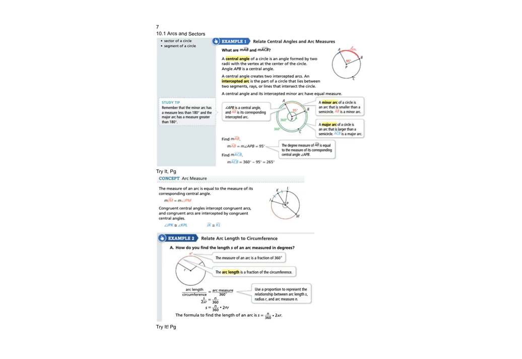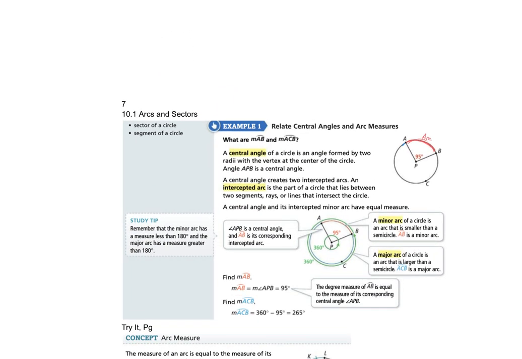In this video, we're going to cover the notes for section 10.1, arcs and sectors. These are two parts of circles that you're going to find measurements of. There will be another one called segments, but we'll get to that. First, we need to understand what a central angle is.